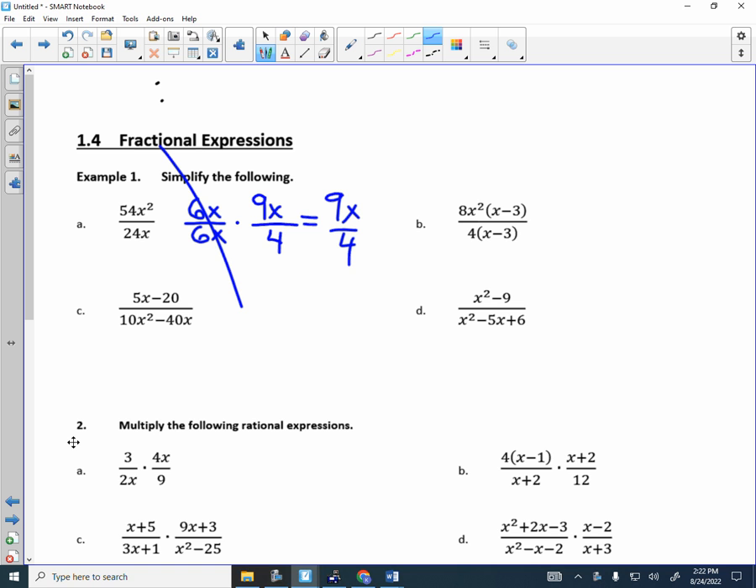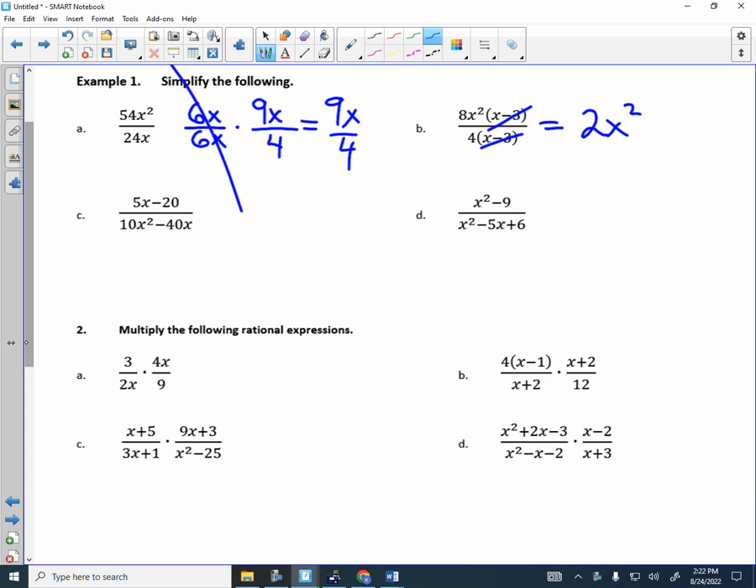Okay, letter B. You got the x minus 3 and the x minus 3. Those do divide, making 1. And 8x squared divided by 4 is going to be 2x squared. So today is day 1 of dealing with fractions. Tomorrow we're going to deal with complex fractions, a little bit more challenging. Okay, Friday you get a work day.